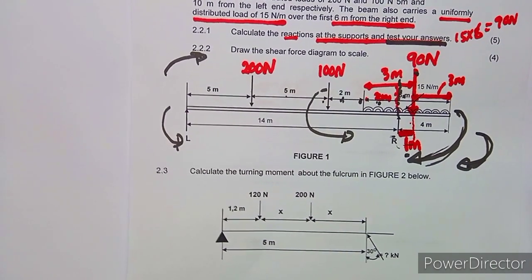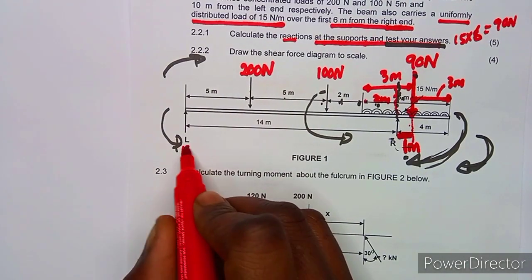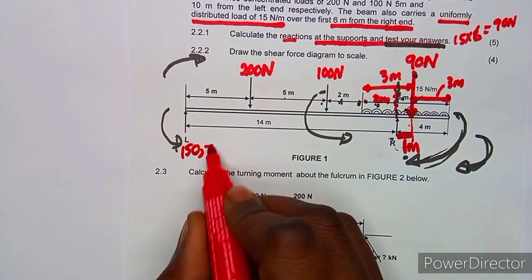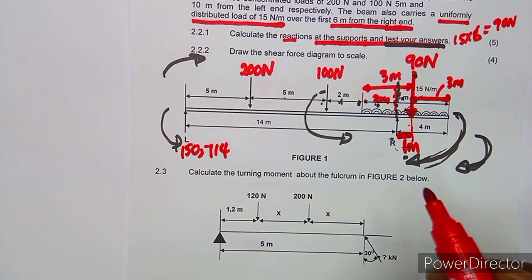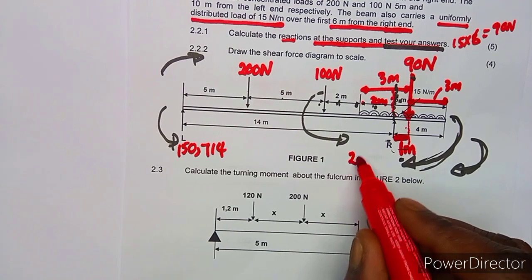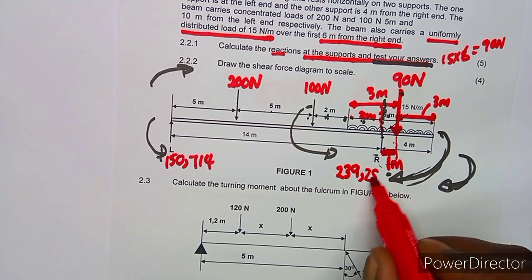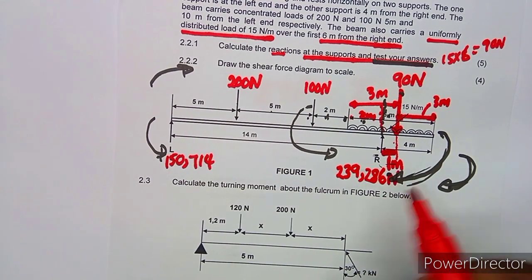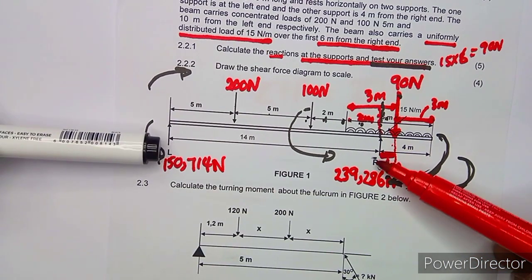All right, so let's just put this L. We have the value of L, which is 150.714, like this. That's our L here. Okay, this is our R here, which is 239.286, if I'm not mistaken. Okay, this was 286, guys, if you do remember. These are in newtons. All right, so we know that the upward forces, these are the reactions, which are L and R, these ones which are going up.